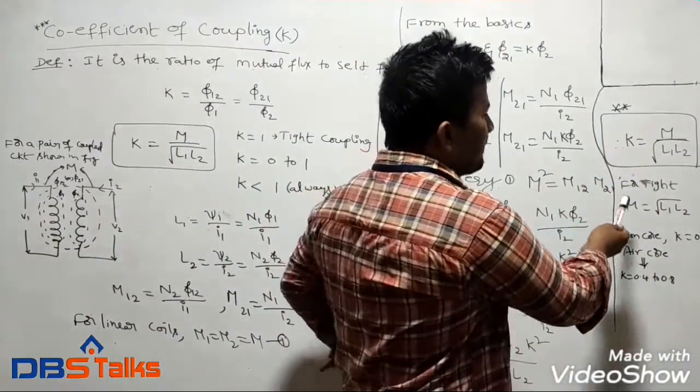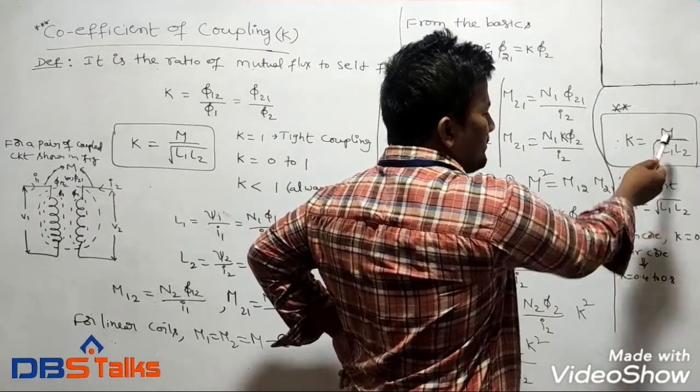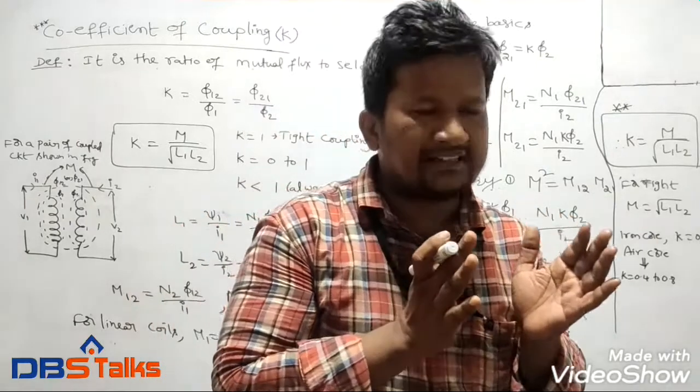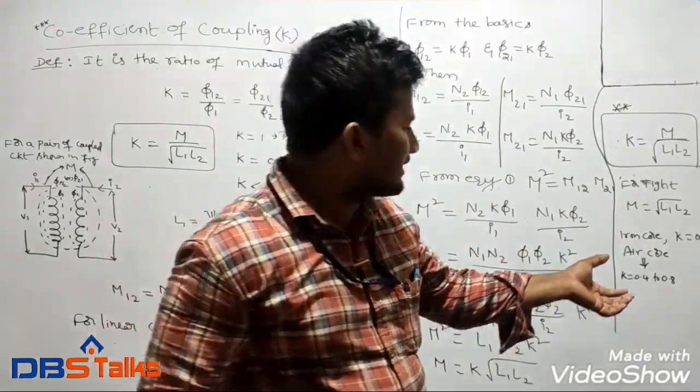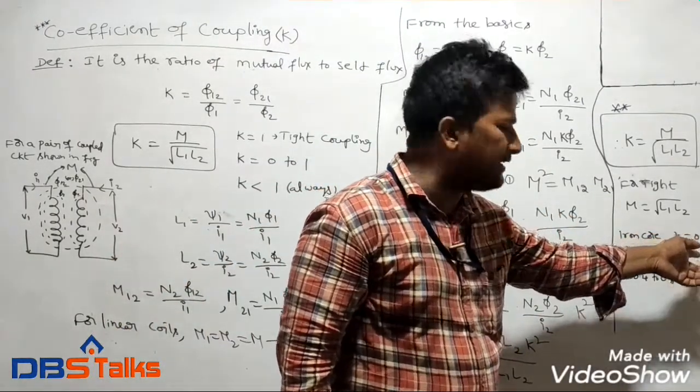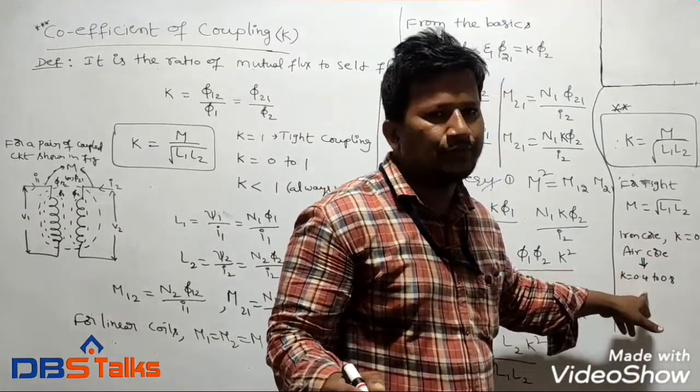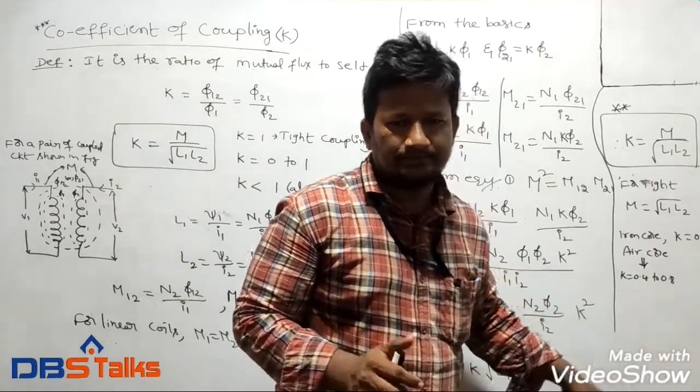For tight coupling, K equals 1, so M is equal to root L1 L2. If the two coils are made on an iron core, the K value may be around 0.99. If it is an air core, the value is between 0.4 and 0.8.